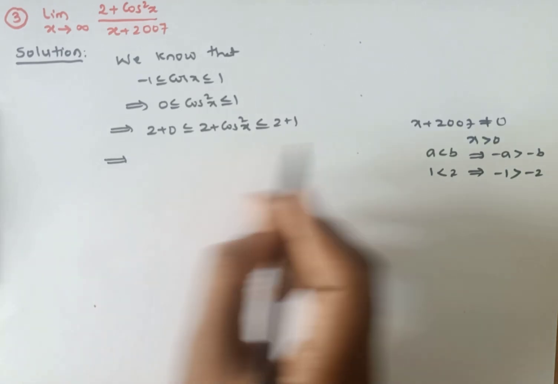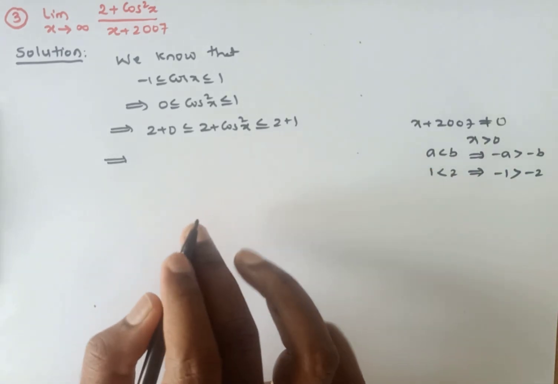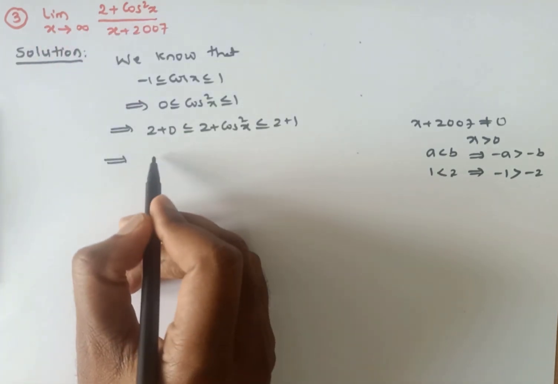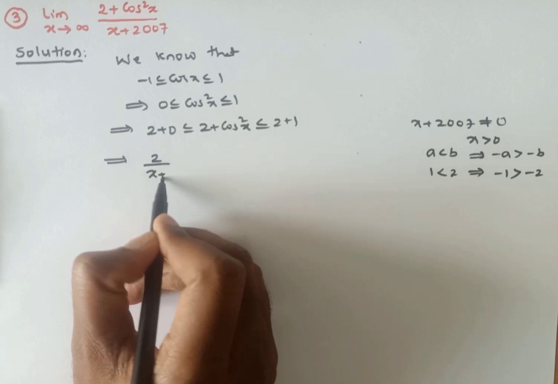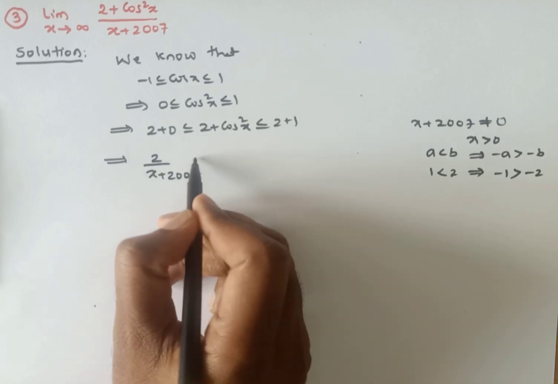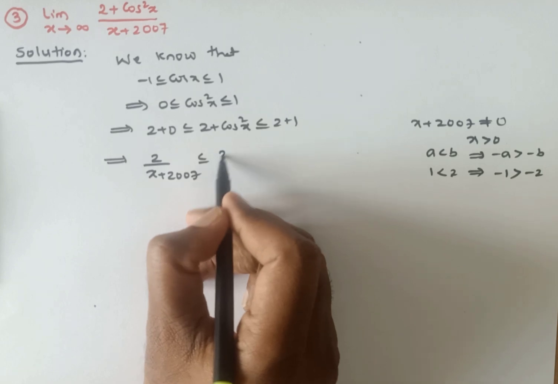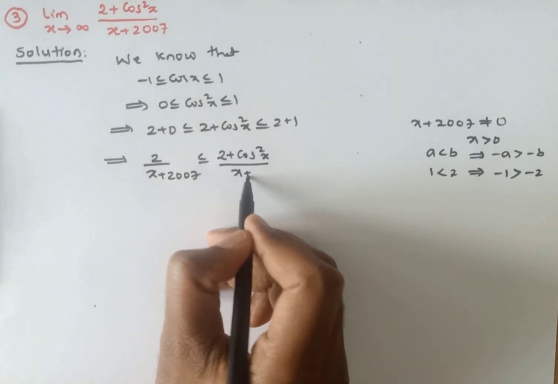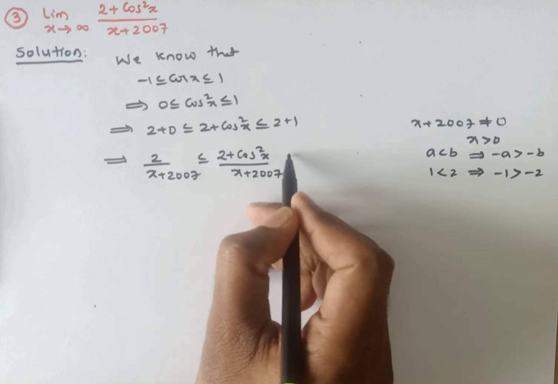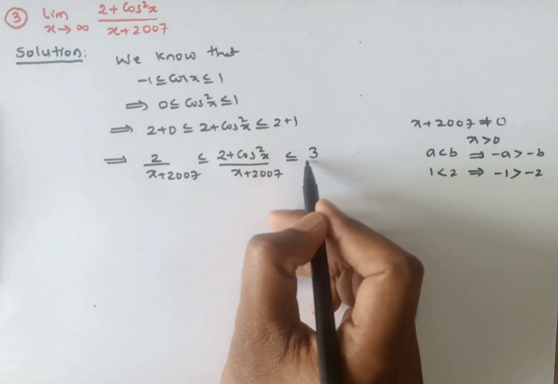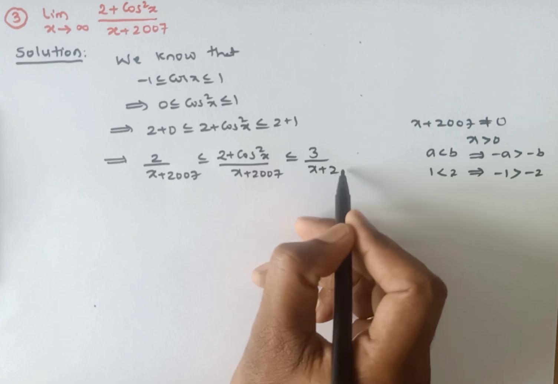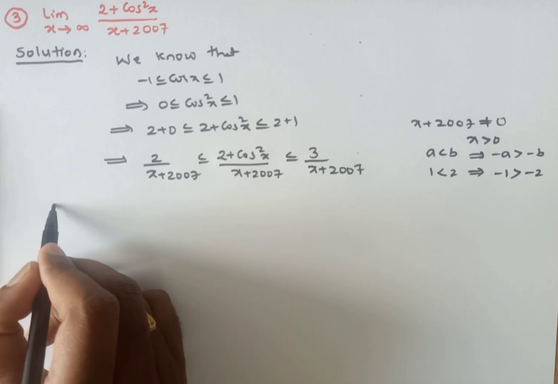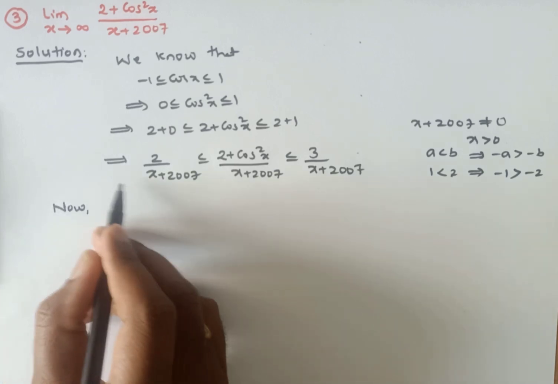Now here x plus 2007 is not equal to 0, and x is always positive since x goes to infinity. So 2 divided by x plus 2007 is less than or equal to (2 plus cos square x) by (x plus 2007), which is less than or equal to 3 divided by x plus 2007. Okay, now find out the limits for this.